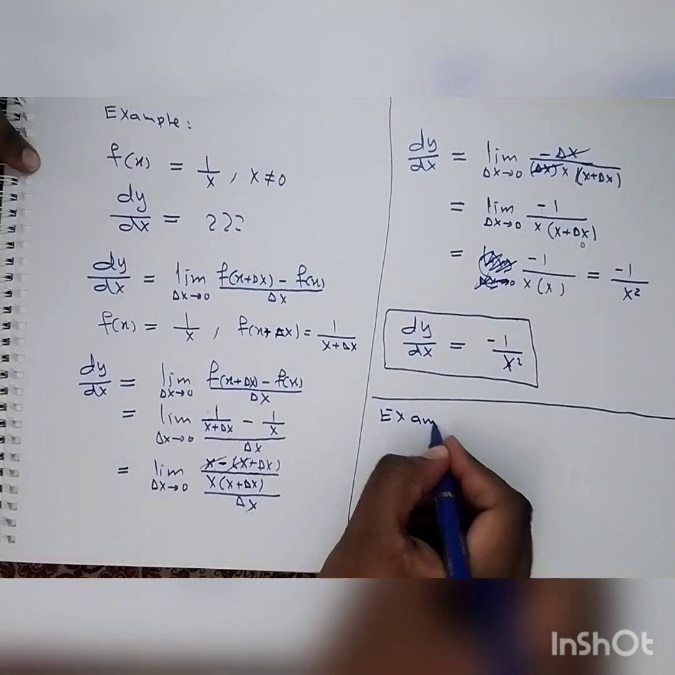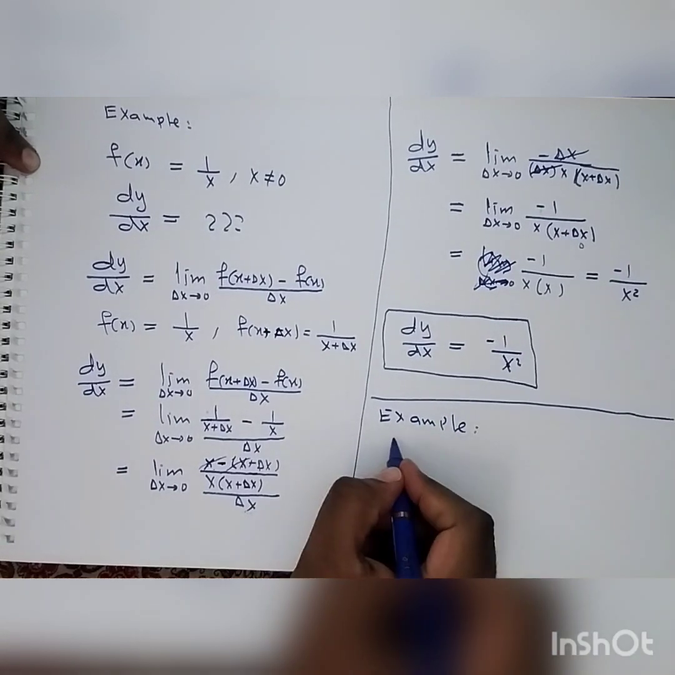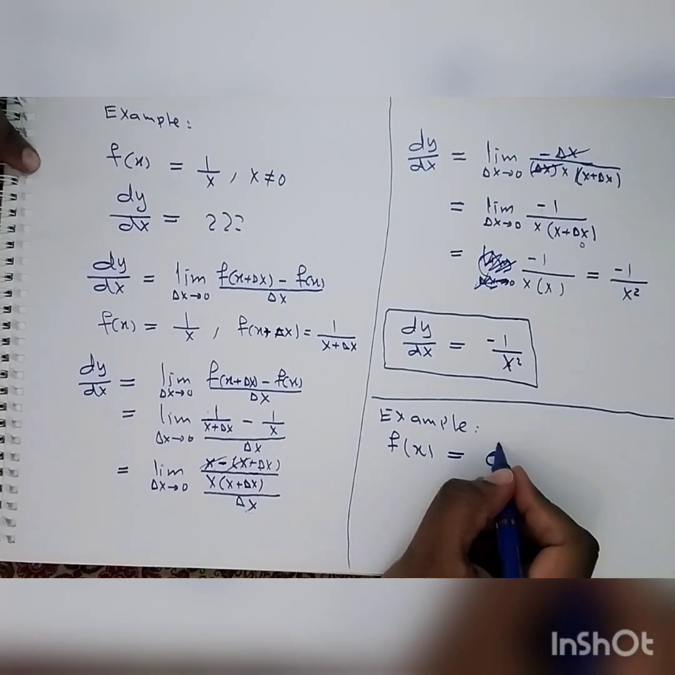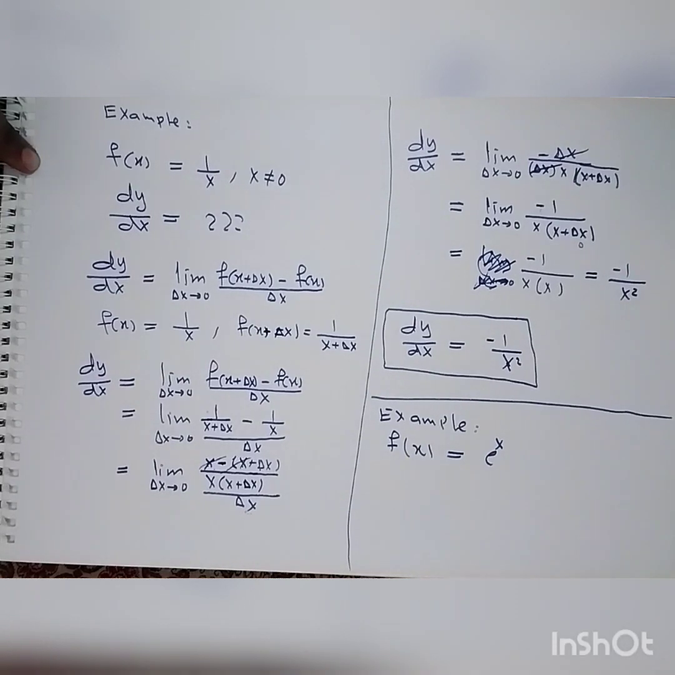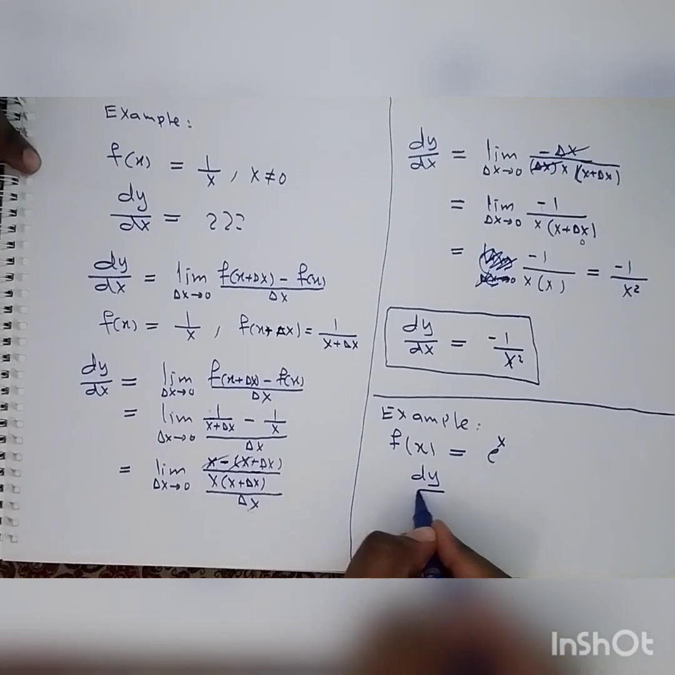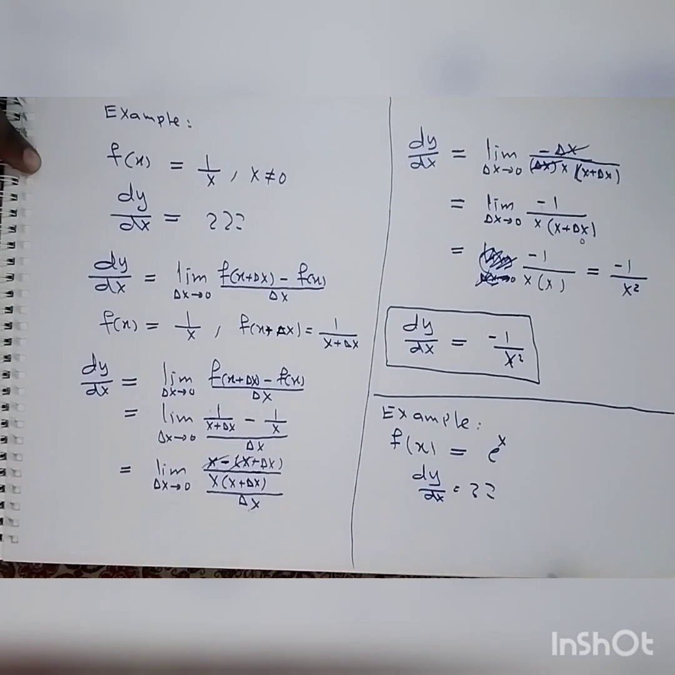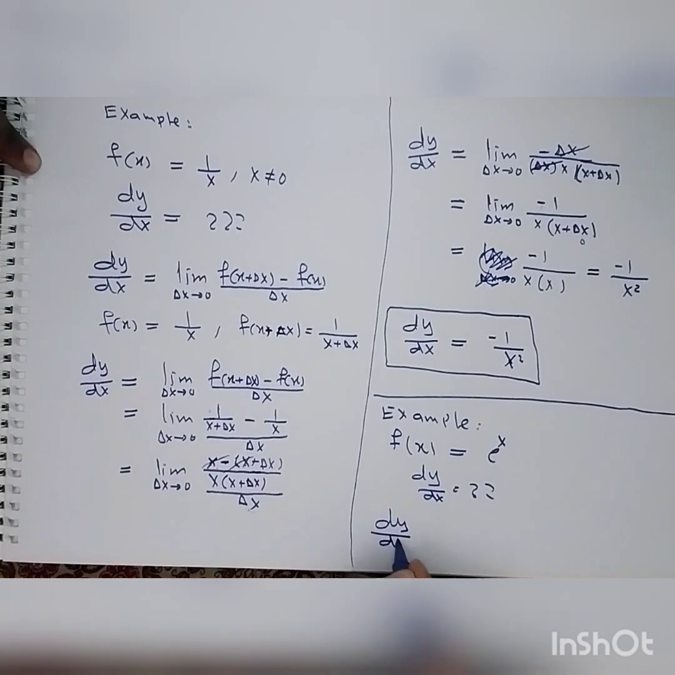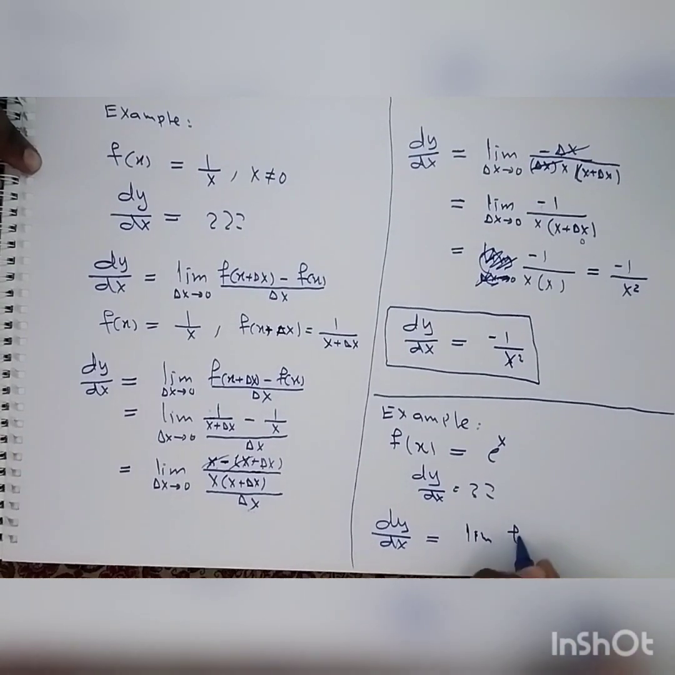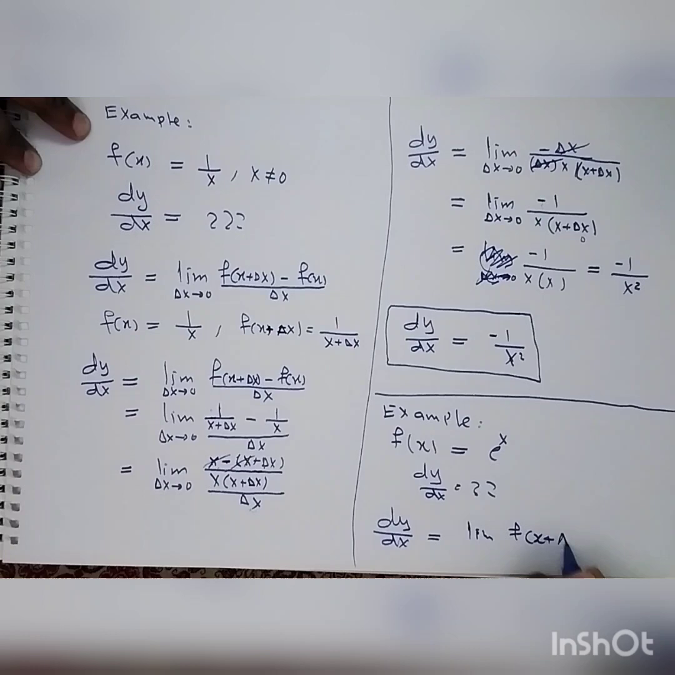So for example, if we would like to find the derivative of this function f of x equal to e to the power x using the limit, so this is just the Euler number. And now here again we want to find dy by dx. This is what we want to find. So dy by dx using the limit is equal to limit f of x plus delta x minus f of x, and then divided by delta x as delta x approaches 0. This is just our rule.